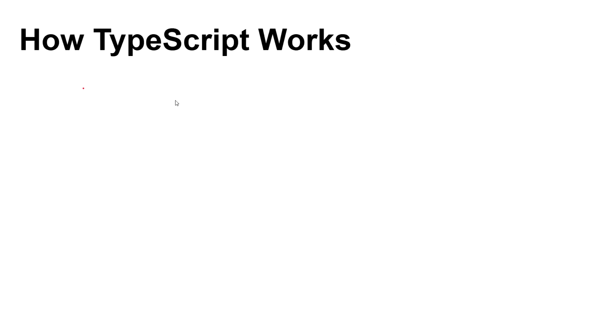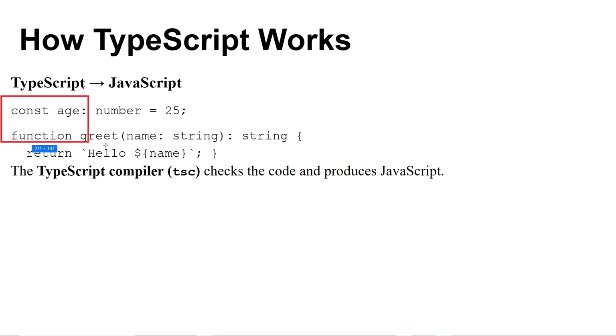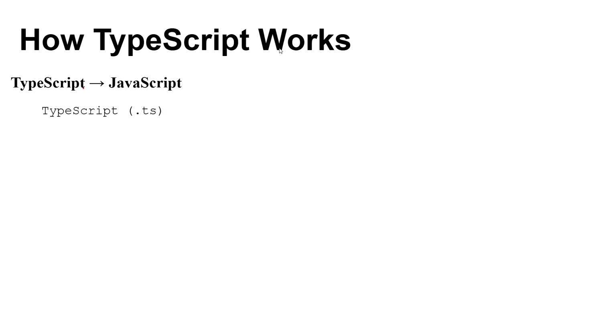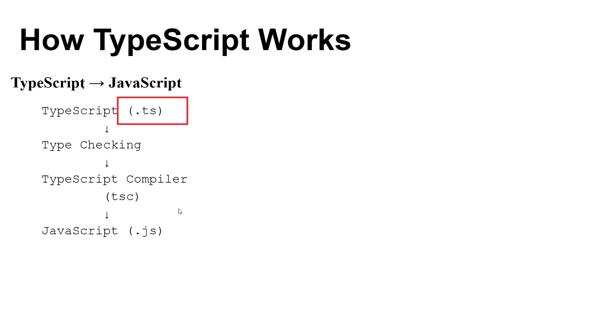How TypeScript works: before running, TypeScript must be converted to JavaScript. Assume we have TypeScript declarations and the TypeScript compiler, TSC. Its name comes from the abbreviation TSC. The TypeScript compiler checks the code and produces JavaScript. Initially, our file is written in .ts. Then TypeScript checks the types. Finally, the TypeScript compiler converts it to JavaScript.